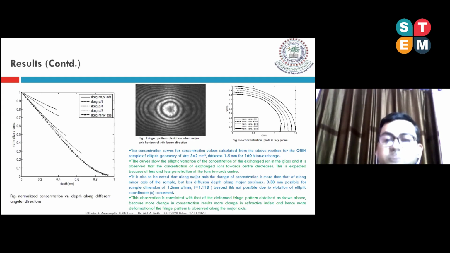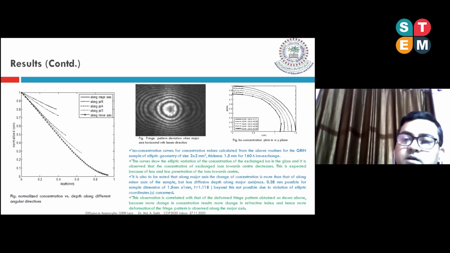And it is also to be noted that along the major axis, the change of concentration is more than that along the minor axis. Why? Because along the major axis, what happens? There is an exposed area, and also the gradient will be higher. So the change of refractive indices takes place more towards this major axis and less towards the minor axis.